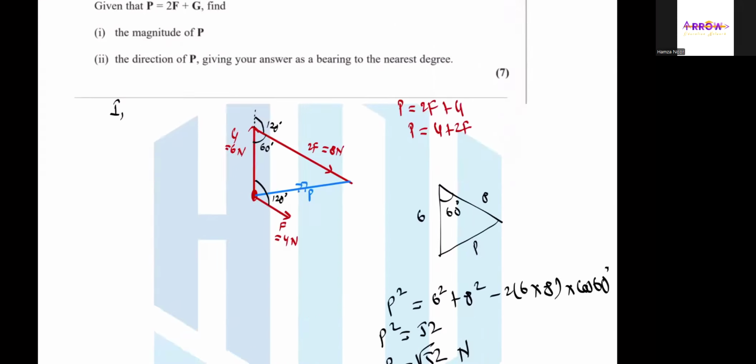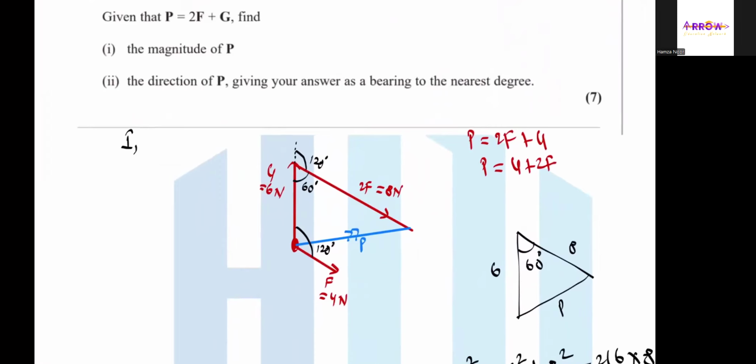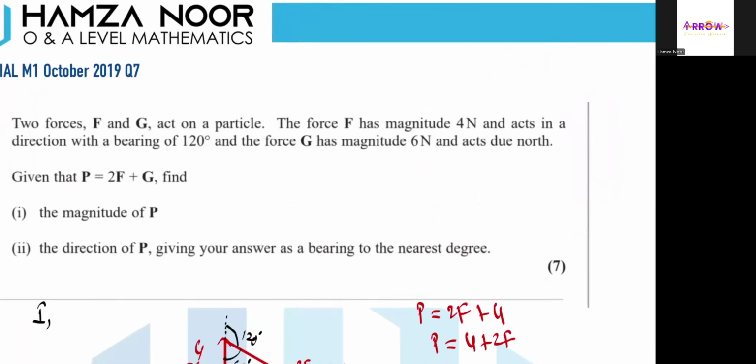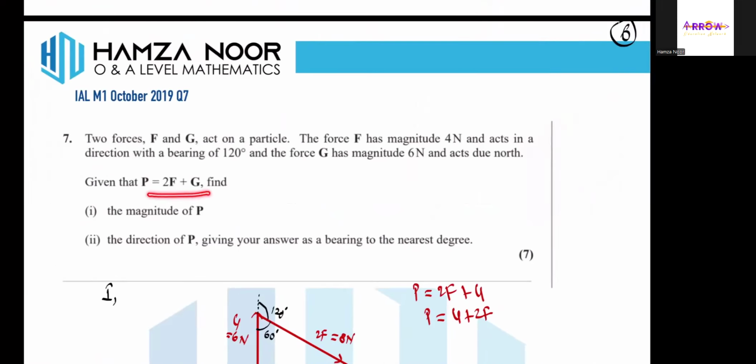So here I basically discussed the head to tail rule approach and I made the sketch over here, which looks very beautiful. Okay, I'll just make this from scratch. Just see the information of the question. P is equal to 2F plus G. Okay, when 2F and G are added, this gives you P, which essentially means that vector P is the resultant of 2F and G.